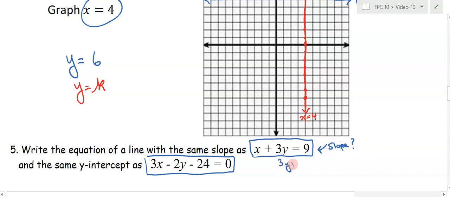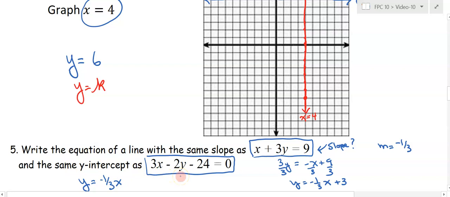So I write 3y equals negative x plus 9, divide everything by 3. I have y equals negative 1/3 x plus 3. I now know the slope is negative 1/3. If it has the same slope, my new function will have that. So it's y equals negative 1/3 x, and it has the same y-intercept as this.